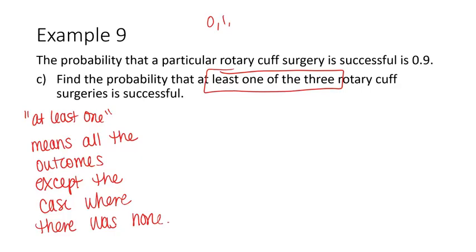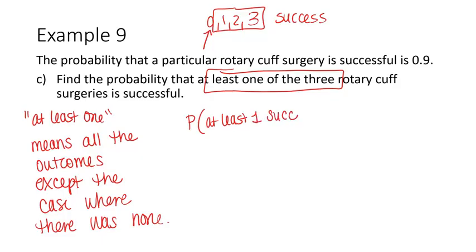Right? Think about it. 0, 1, 2, 3 successes in this example. If I want at least one, then I want 1, 2, or 3 successes. I want everything except no success. So we're gonna focus on this a lot in the coming sections, but if I want the probability of at least one success in those 3 surgeries, that's 1 minus the probability of no success in the 3 surgeries.